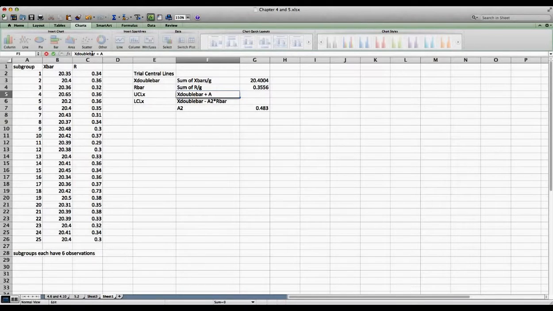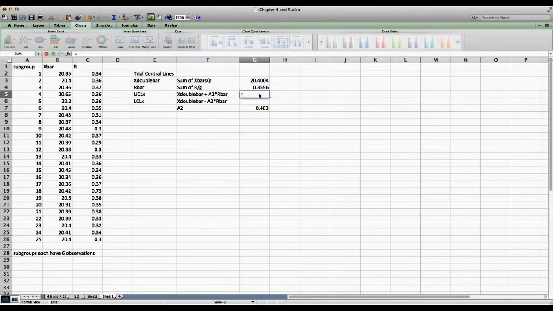We're going to use a constant that we can look up in the back of the book. And in this case, that constant's value is 0.483. I went to the back of the book and looked up in the first column, it asked me how many observations were in each subgroup, and there were 6. And I went over to the column that had A2 in it and found 0.483.